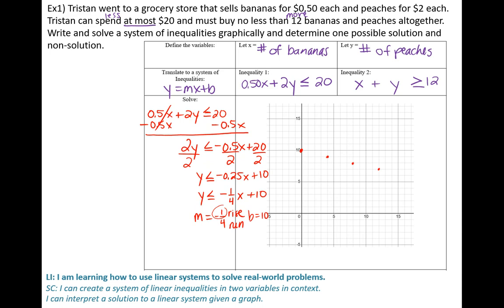And then I need to make a decision about what kind of line I'm going to use. Remember, the line is determined by the inequality. Since my inequality has the equal to, that means I'm going to be using a solid line. So I'm going to do my best, try that one more time, to connect this with a solid line, something like that.